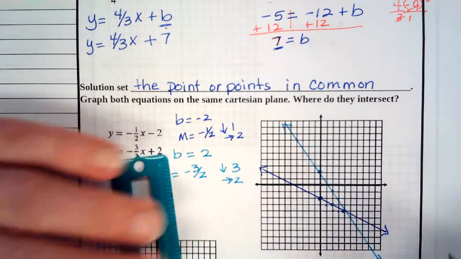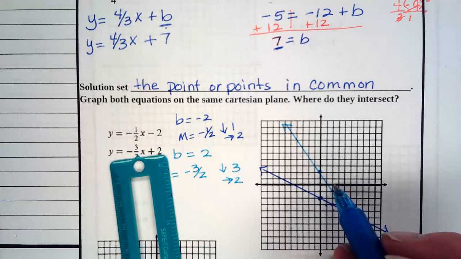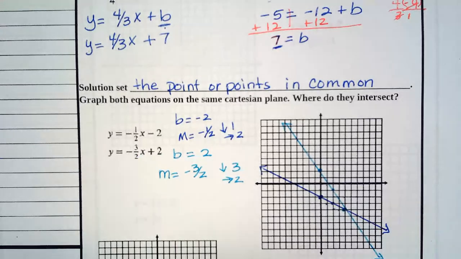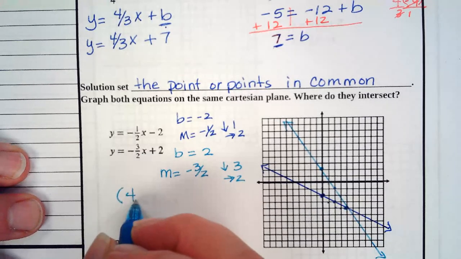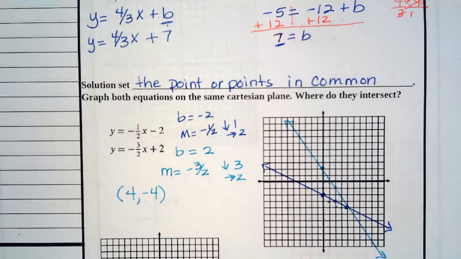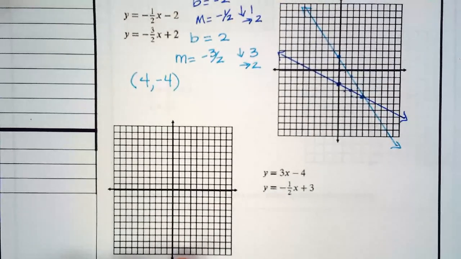Here is our point of intersection. That is our solution. 1, 2, 3, 4, and then 1, 2, 3, 4. So the solution is 4, -4. That's the point where they intersect. So, pause the video. Can you remember how to graph?